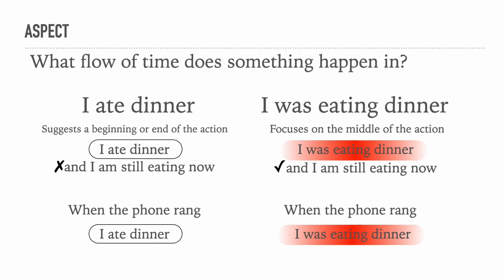"I ate dinner and I'm still eating now." Well, did you eat it or not? "I was eating dinner and I'm still eating it now." Yeah, I've been eating it for quite a long time. This is a key difference between probably the two most core and common distinctions in aspect.